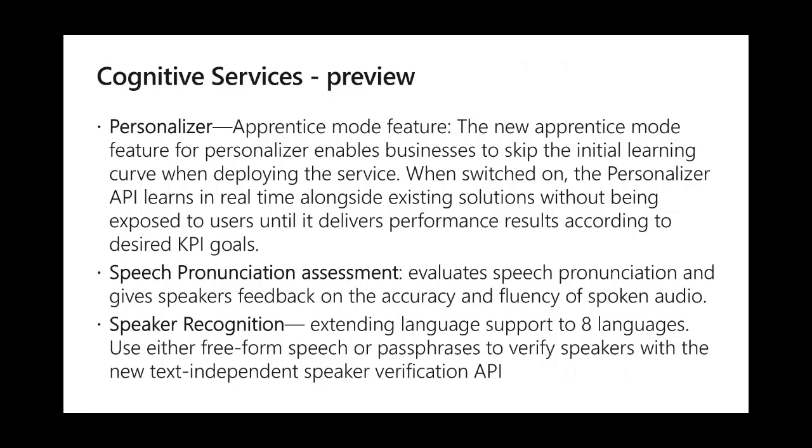So the way this used to work, this is about things like making personal recommendations and changing how things work. Previously, you would train a model on some data and deploy it, and then you could retrain and redeploy it. But the idea here with apprentice mode is that you can actually enable it to learn on the fly. So it'll learn in real time alongside the solution and improve it and keep going as it gets better. So starting to get very, very interesting.